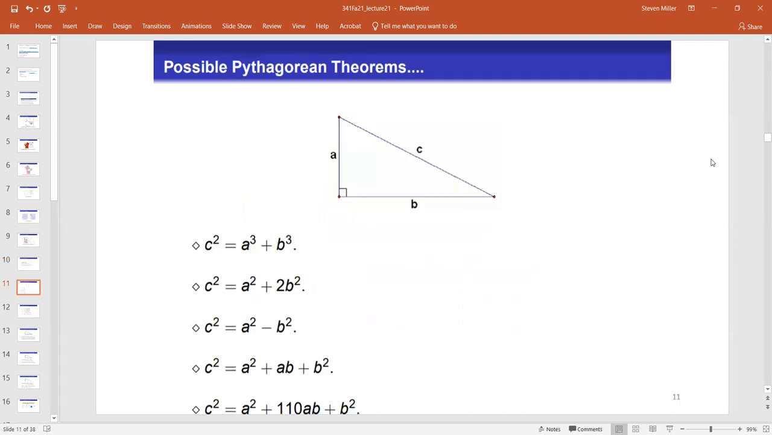All right, so I'm going to go a little bit fast because we have a lot of brute force calculations to do today. Here are five candidates for the Pythagorean theorem. Can somebody give me a reason why one of these is bullshit, that there's no way it can be true?